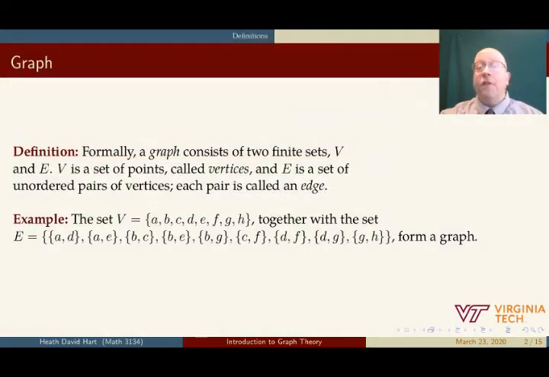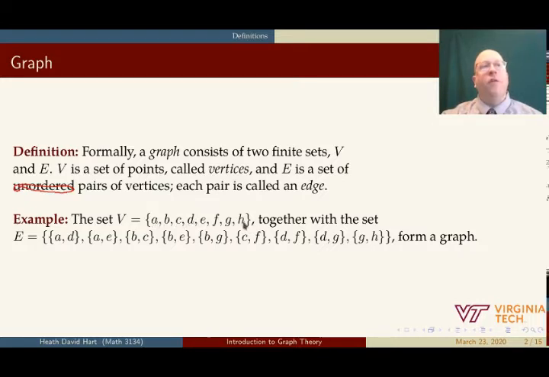First definition is, what is a graph? Formally, a graph consists of two sets, a set of points that we call vertices, and the set of unordered pairs of vertices that we call edges. So this would be an example of a graph.